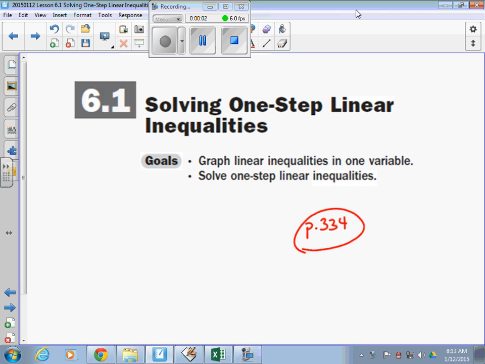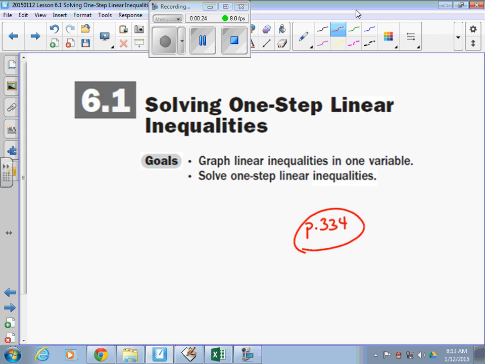This is Algebra 1, Lesson 6.1, solving one-step linear inequalities. The only thing different about inequalities compared to equations is that instead of having an equal sign in the middle, now you're going to be talking about not just one number, but everything that's either larger than or greater than something, or smaller than or less than something.